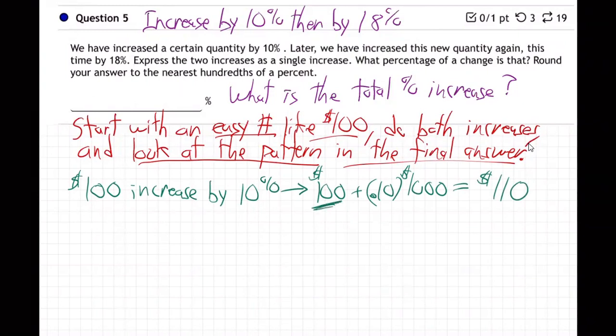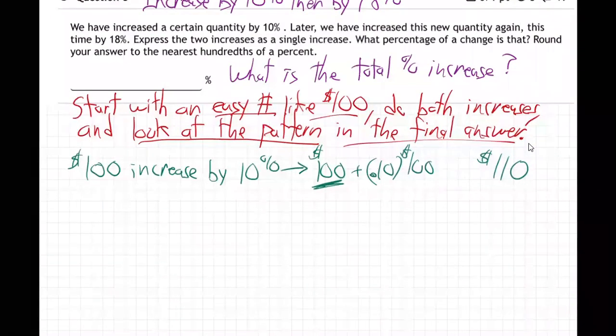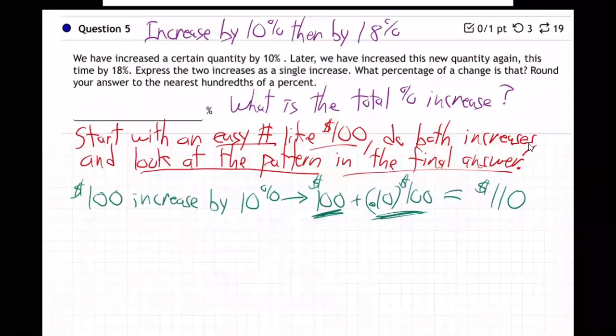Right? You got to take the original 100. Oh, did I write 1,000? What am I doing? There we go. Got to take the original 100 and then increase it by 10% of 100, right? Then you get 110.